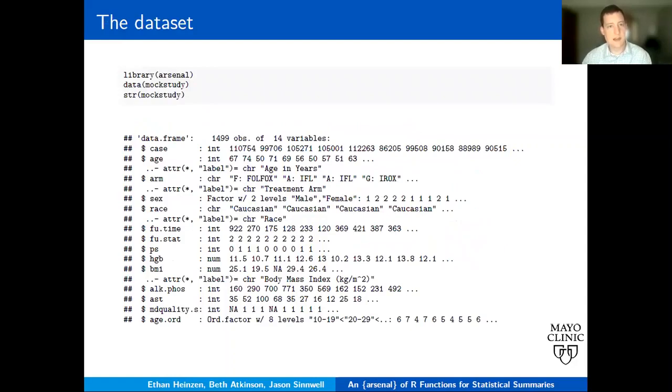Arsenal comes with a data set built in called mockstudy. Mockstudy represents a traditional medical data set with one row per person, the case variable, and a variety of demographic and clinical information like age, sex, the follow-up time on a given study, the arm that the patient is on, et cetera.